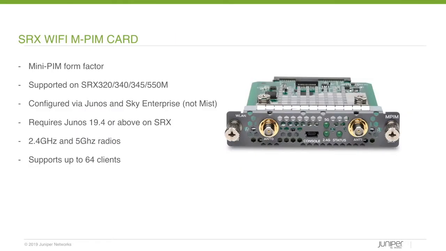Let's get right into it. Here is a visualization of the SRX Wi-Fi mPIM card. It is a mini PIM form factor. Some of the devices it's supported on would be the SRX320, the 340, 345, and the 550M. This is configured via Junos and SkyEnterprise, which is what we're going to talk about today. It's not a Mist module. It does require Junos 19.4 or above on SRX, with 2.4 gigahertz and 5 gigahertz radios. It supports up to 64 clients. This is a brand new card that was just announced, available for order now.